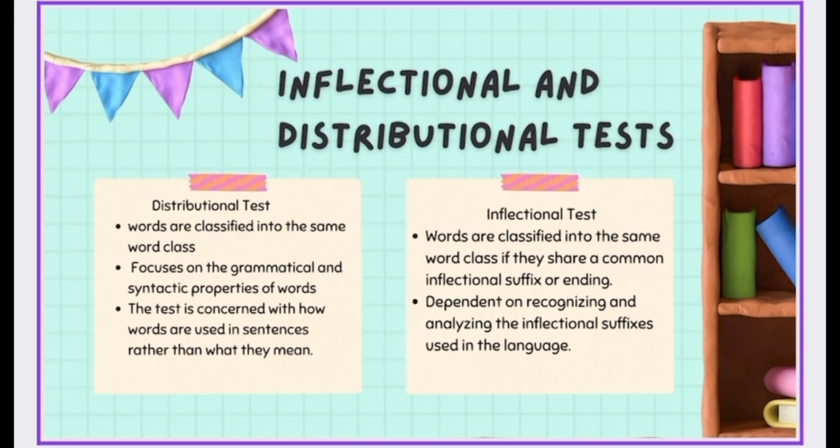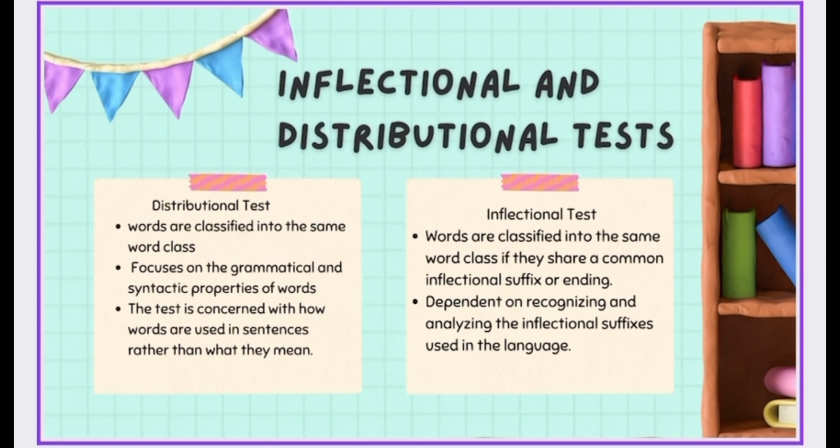Inflectional and distributional tests are types of formal methods used in structural linguistics to determine the word classes of a language. These tests help linguists classify words objectively based on their structural and grammatical characteristics rather than subjective notions of meaning. First one, distributional test.